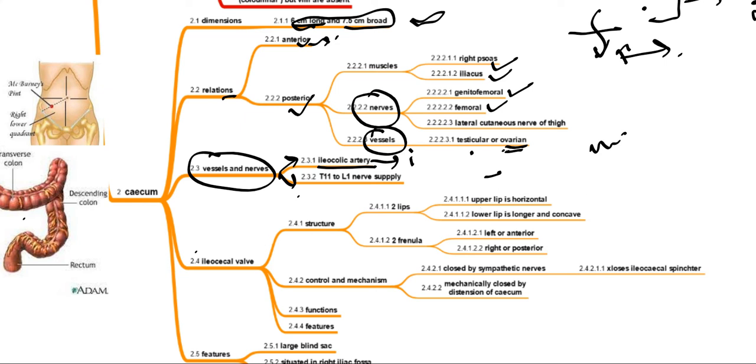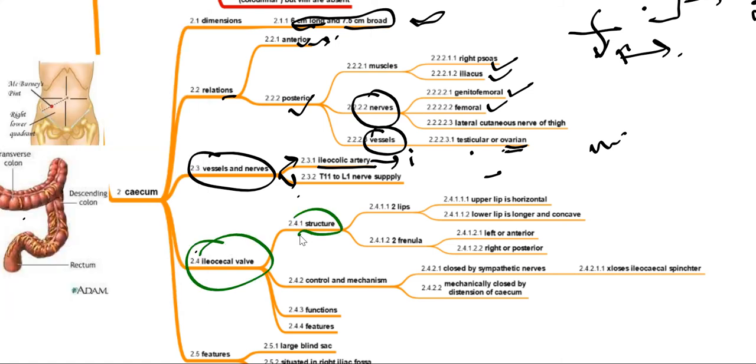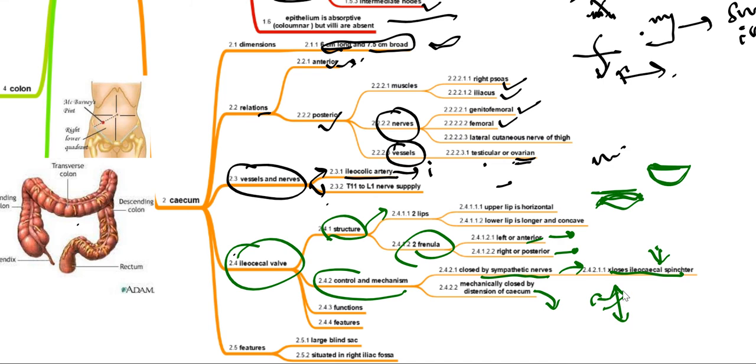Next is the ileocecal valve. What is the structure of the ileocecal valve? It has two lips and two frenula. The upper lip is almost horizontal, whereas the lower lip is larger and concave. The frenula are left or anterior and right or posterior. How is it controlled? Sympathetic nerves close the ileocecal sphincter. It is mechanically closed by distension of the cecum. Whenever there is distension in the cecum, it is closed.